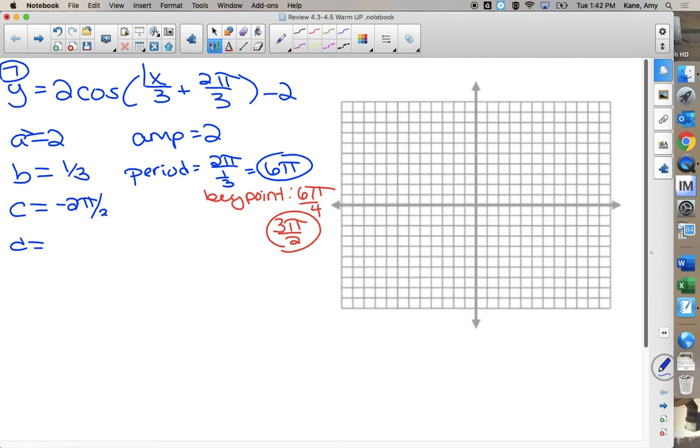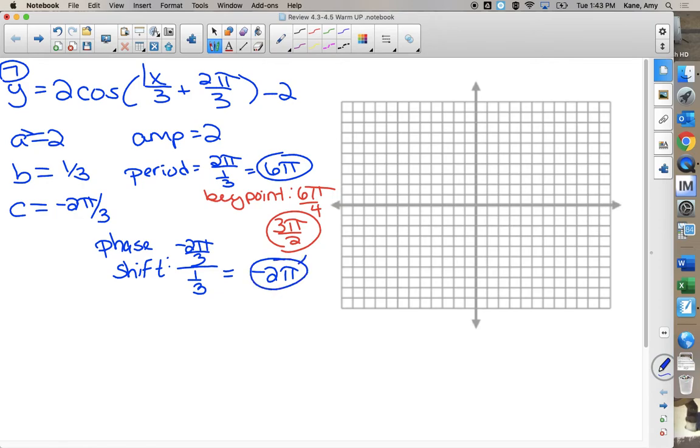Yep. C is negative 2 pi over 3. And that helps us get the phase shift. And that phase shift is important because that's where the graph starts. So if you take C and divide it by b, the graph is starting at negative 2 pi. So it starts at negative 2 pi. You're moving by 3 pi over 2. Those would be two important pieces of information.